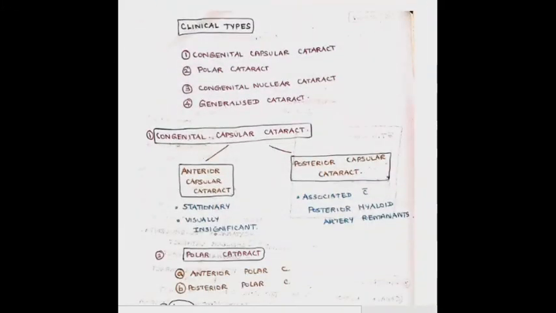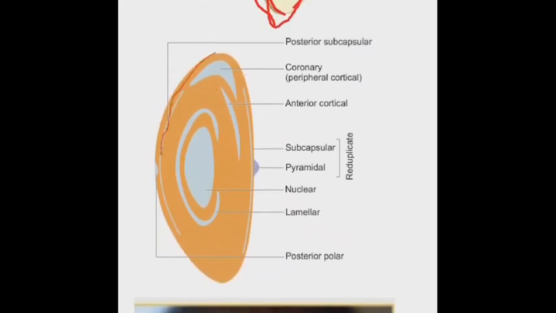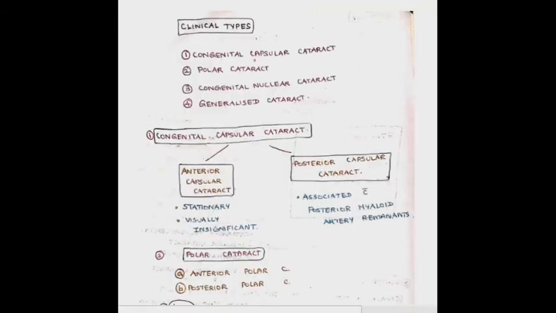Now we would come to the clinical types of congenital cataract and developmental cataract. First, in the layers of the lens, we saw the anterior epithelium and anterior capsule, then the posterior capsule, then the cortex, and in the center the nucleus. All these areas can be opacified at the time of birth or during their stage of development. Based on the development of opacities in different layers, congenital cataract can be classified into congenital capsular cataract, polar cataract, congenital nuclear cataract, and generalized cataract.